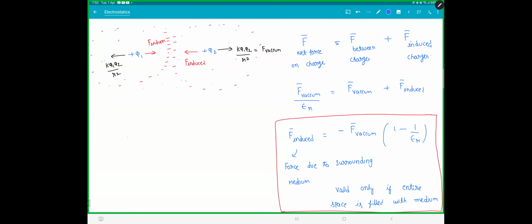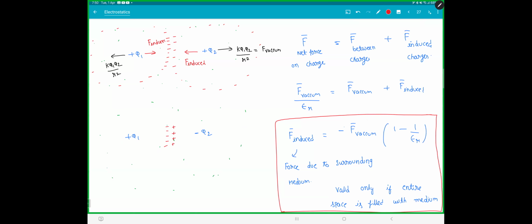Let me give you one more example. What if you have plus Q1 and minus Q2? Now, how do you explain this? It doesn't matter what charges you bring, the force will always decrease. Plus plus I explained, minus minus also I can explain. What if one is plus and one is minus? Now what do you think will happen? The plus will induce a negative charge here. The minus will induce a positive charge here.